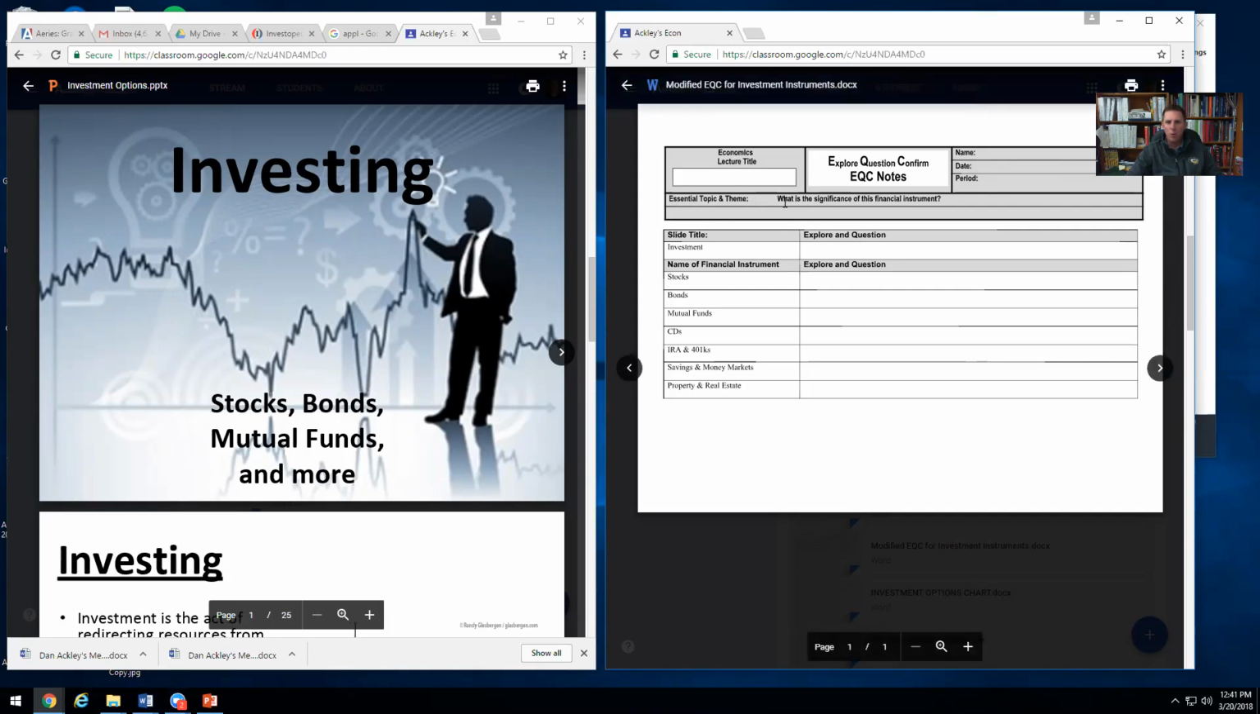Essential topic and theme: what is the significance of this financial instrument? That is each of these down here: stocks, bonds, mutual funds, CDs, all these different investment options that we're going to explain throughout the course of this project. So each day I'm going to give you a little bit of insight, some information, talk about what investing is, and then stocks today.